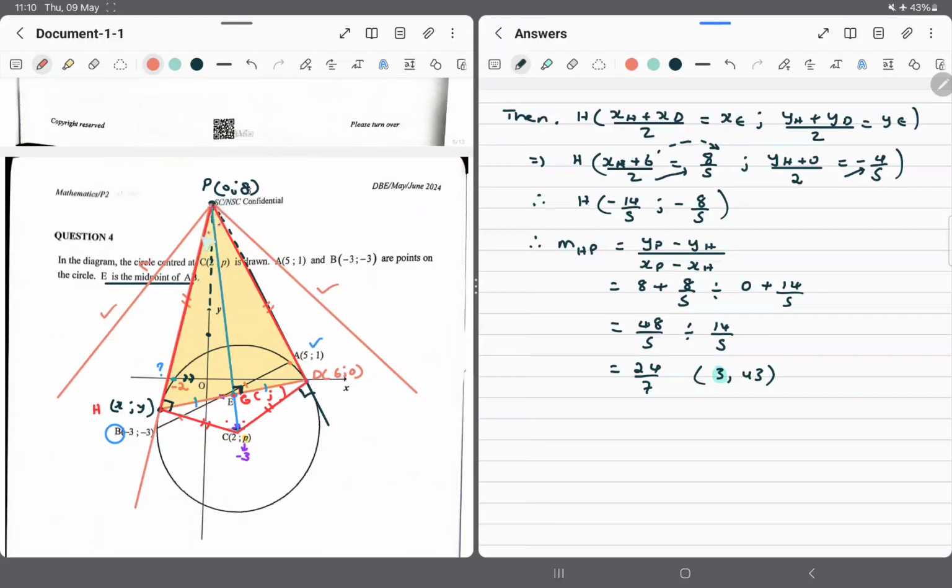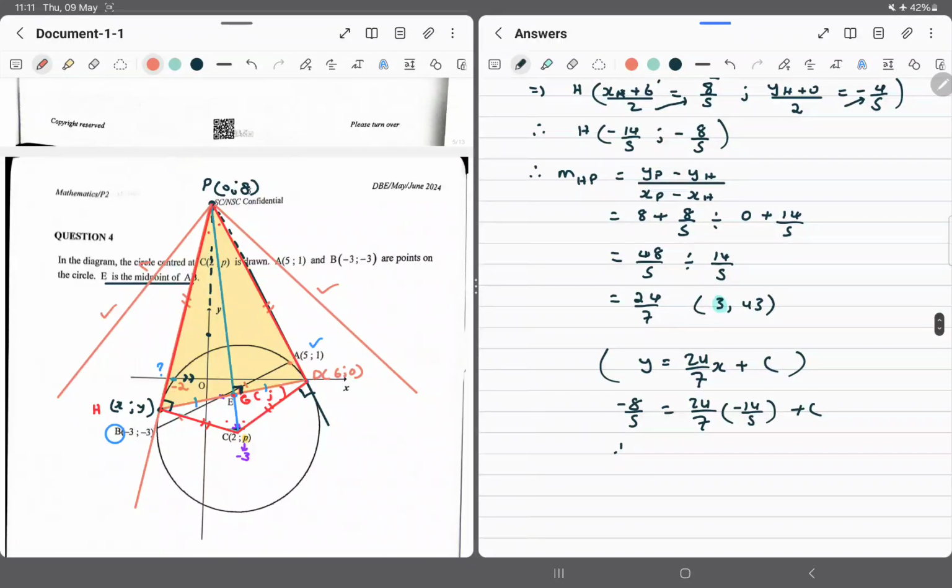And if there's any doubts here, we can check this gradient for this line, just to be sure. We are saying y is equal to the gradient, which is 24 over 7, x plus c. Use that point H, where this is minus 8 over 5 equals 24 over 7, x there was minus 14 over 5, plus c. Let's see if the c comes out as 8.